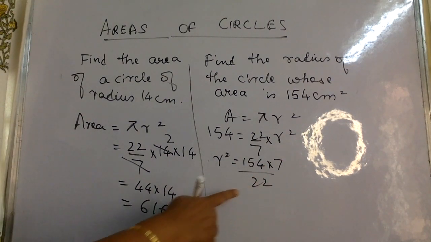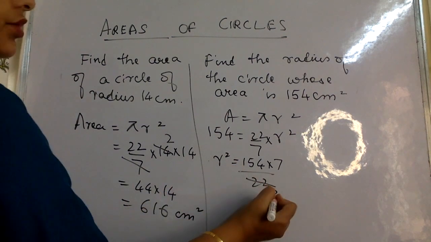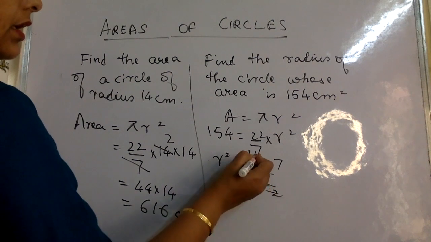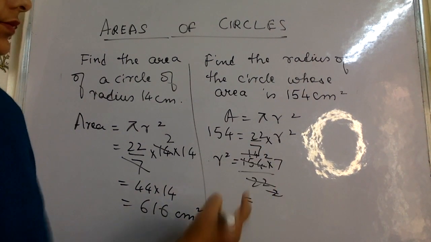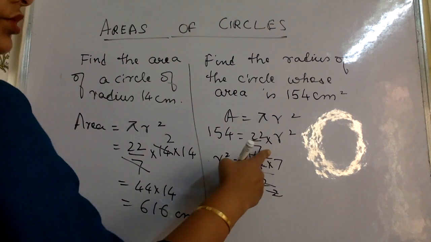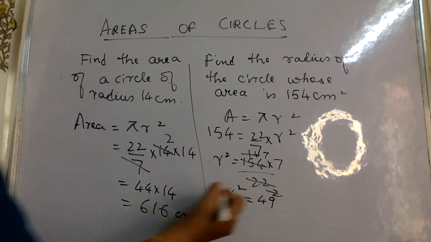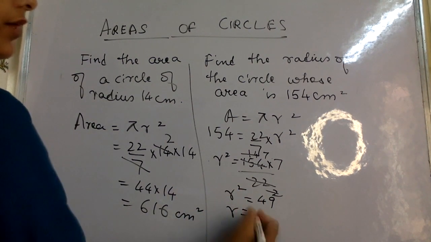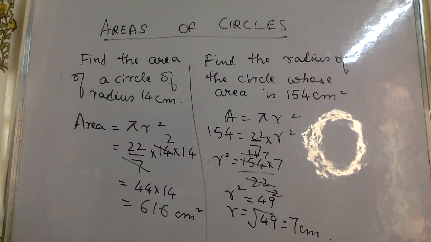Now if you see properly, this is divisible by 11. I am using the test of divisibility of 11 here. 11 twos are 22, and 154 gives 14. 14 again you cancel with a 2, you get a 7. 7 into 7, 49 is equal to r square. So r is equal to square root of 49, which is equal to 7 centimeters. That is my radius of the circle.